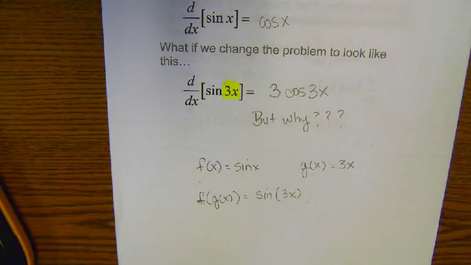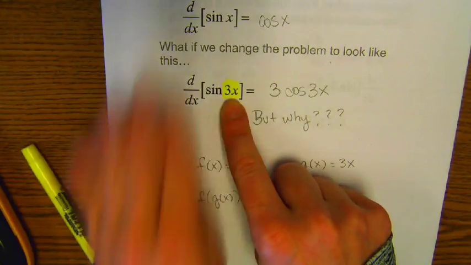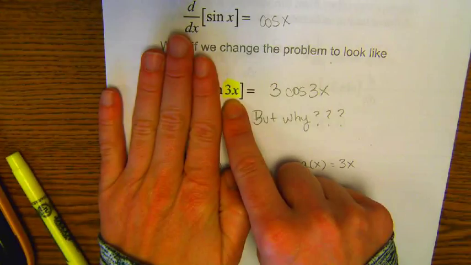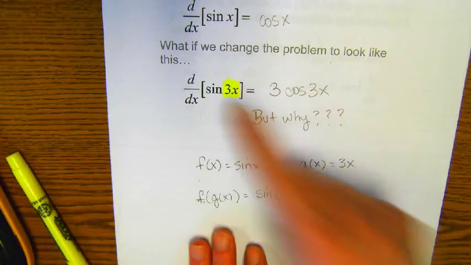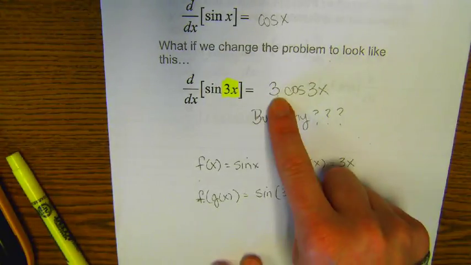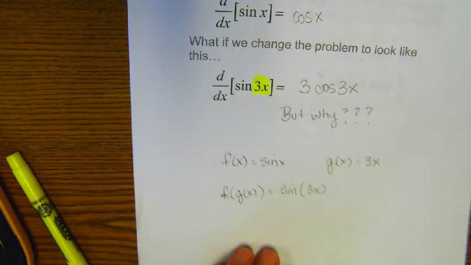But now what is in here is not just an x, it's a 3x. So what is the derivative with respect to x of that? It's a 3. And so what I'd have to do then is multiply this by 3 because the derivative with respect to x is 3. Okay, so let's then really get into what the chain rule is.